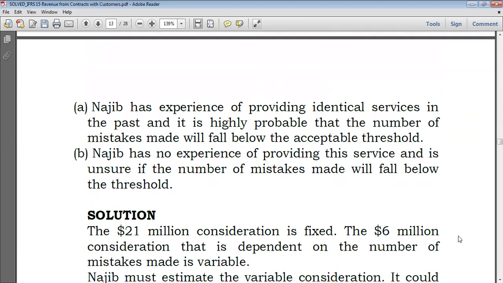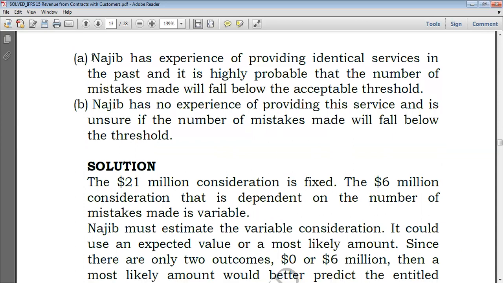Now we are given conditions. Condition A says that Najib has experience providing identical services in the past, and it is highly probable that the number of mistakes made will fall below the acceptable threshold. So it is made clear here that it is highly probable that the number of mistakes will fall below that threshold. So there is a high possibility of Najib receiving that $6 million. So we will have to incorporate that $6 million too.